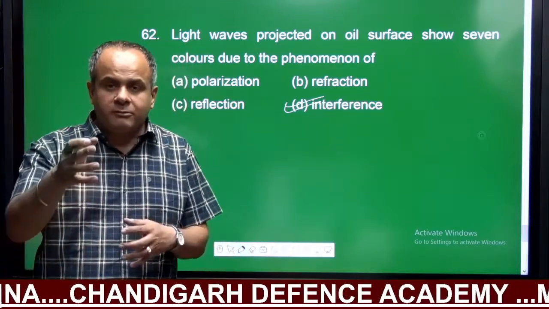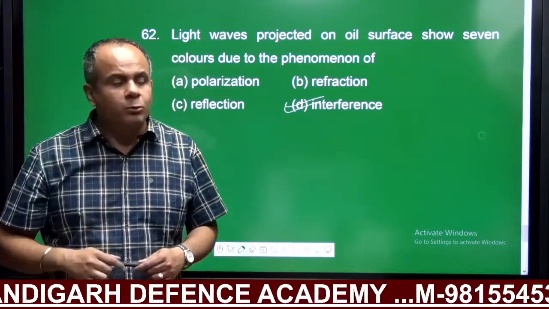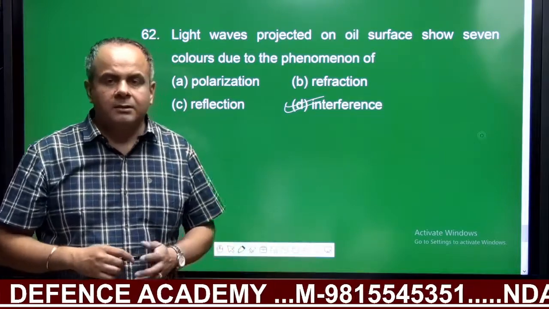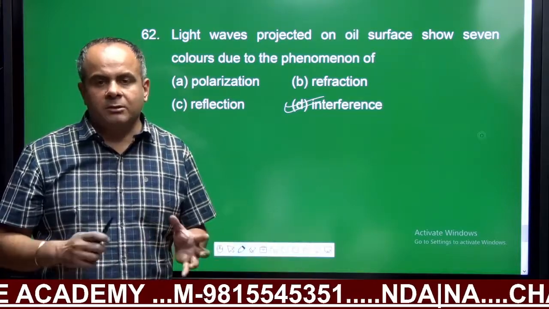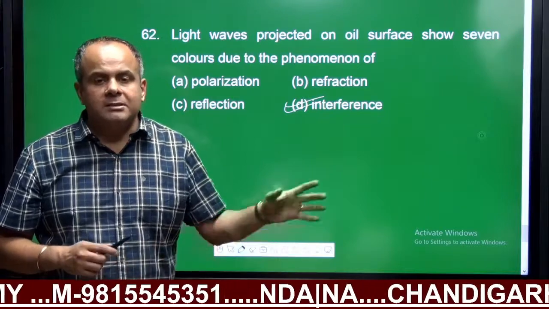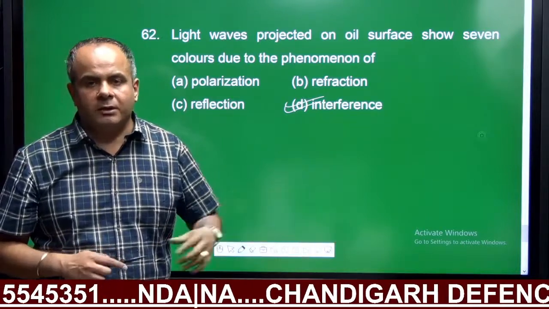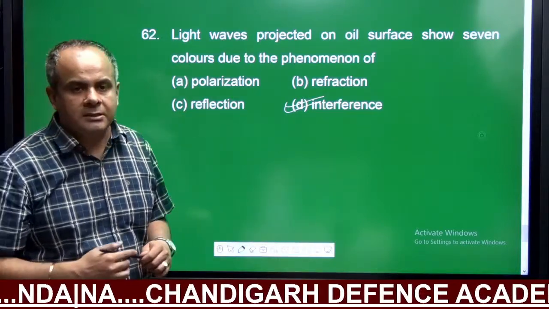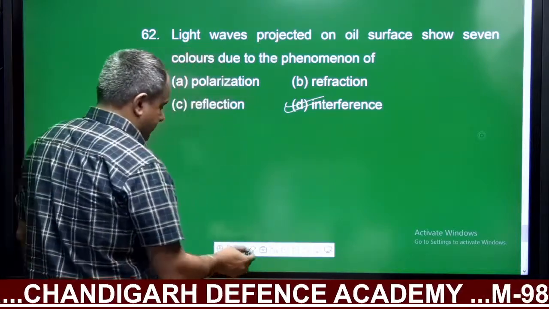That used to be the wave optics part of class 12th. It is not in the NDA syllabus much. Mostly they are dealing with ray optics and all other stuff. But here the answer is interference. Interference is the phenomena. Remember, interference of light.